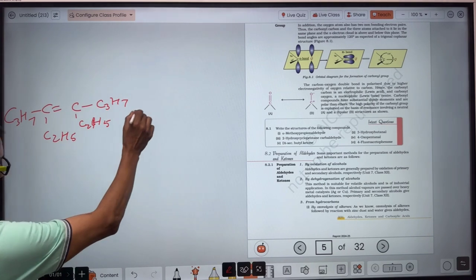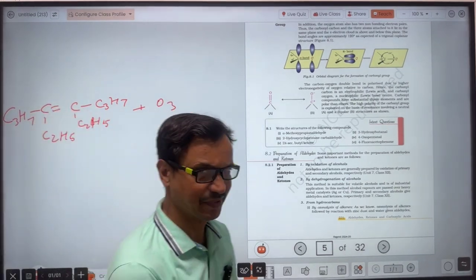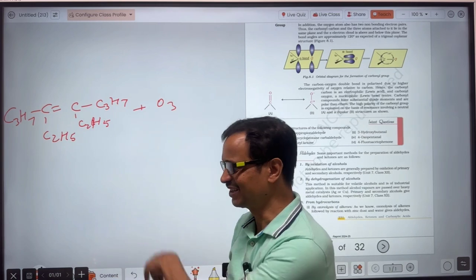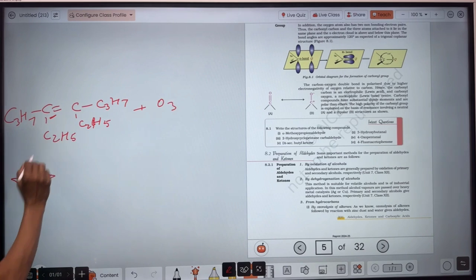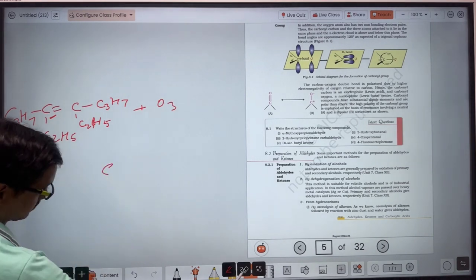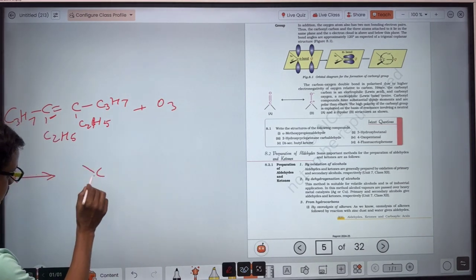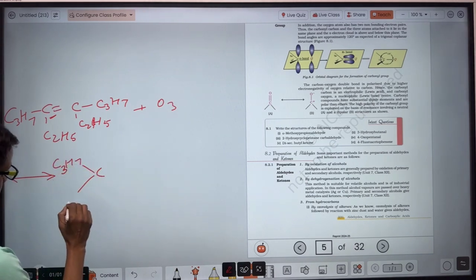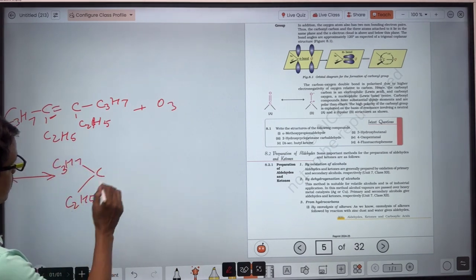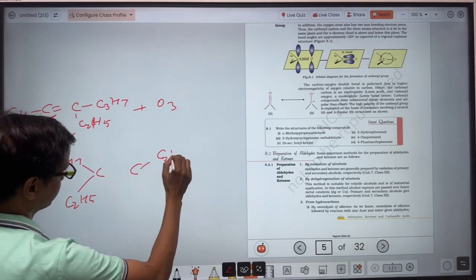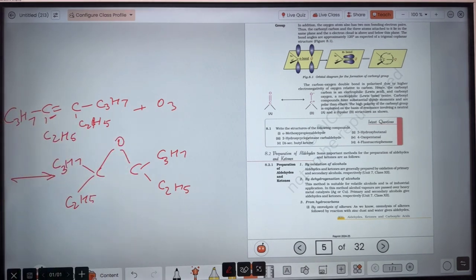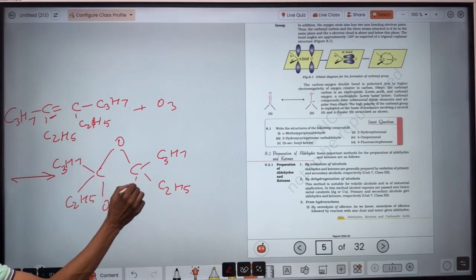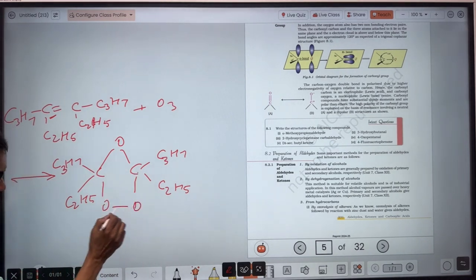So this compound here, now that reacts with ozone. As I did previously, we will do the same right now. So this carbon here is double bonded, and it is bonded with one side propyl and one side ethyl. Here also, on this side, one side propyl and one side ethyl. With one oxygen both the carbons will be bonded, with one oxygen this carbon, with another oxygen this carbon.